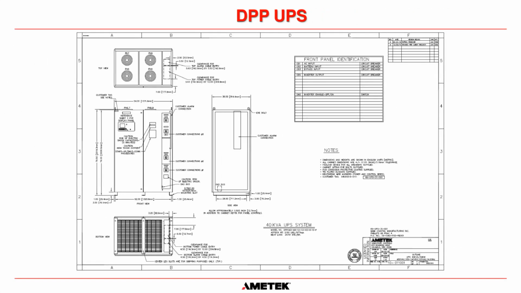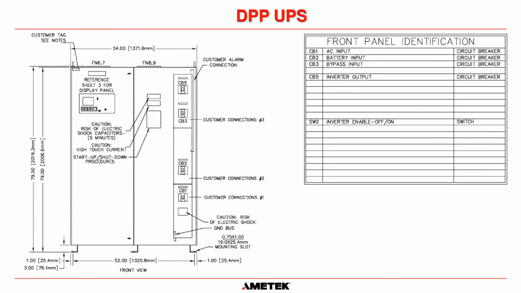Okay, so now we're going to show you where the terminations are within the DPP UPS. Previously in the microfarad UPS, it was down the bottom of the UPS on a terminal strip that was designed specifically for you to connect your external cables to. With the DPP UPS, it shows here, this is where the customer connections are. And as always, that's not a very clear picture, so I blew it up for you so you can see it a little bit better. So the customer alarm connections are inside the UPS on the top right-hand side of the cabinet.